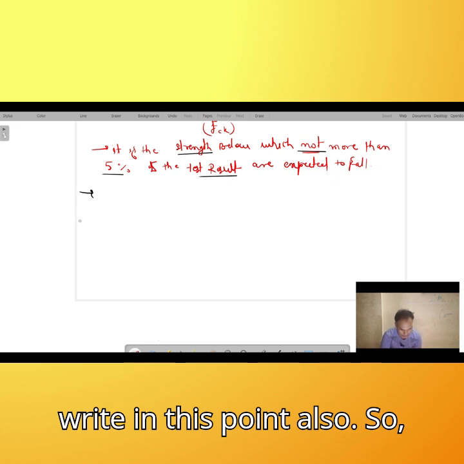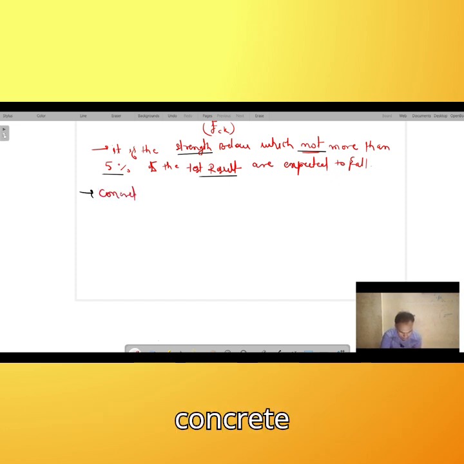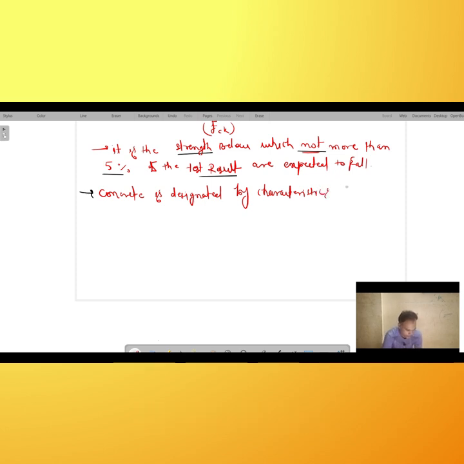Let me write this point also. Concrete is designated by characteristic compressive strength of concrete at the age of 28 days.